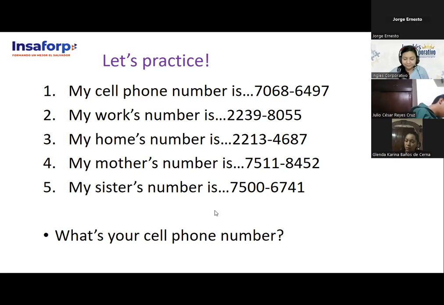Are you ready? My cell phone number is 642-799-89. My work's number is 7812-1848. My mother's number is 7622-6941. My sister's number is 7812-5402. What's your cell phone number? My cell phone number is 7068-6497. Okay. Very good. Let's see.